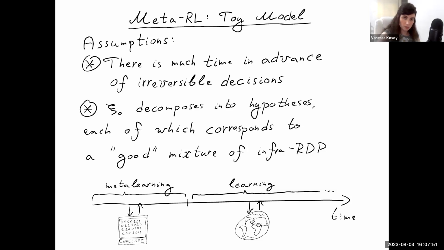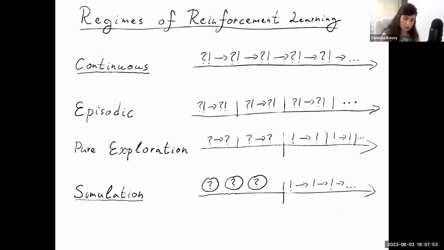So to add some detail on that, in the theory and also practice of reinforcement learning, we have different regimes, different types. I listed four here: continuous, episodic, pure exploration, and simulation, where continuous and simulation are the two most interesting for us. They differ in terms of how you do exploration versus exploitation.